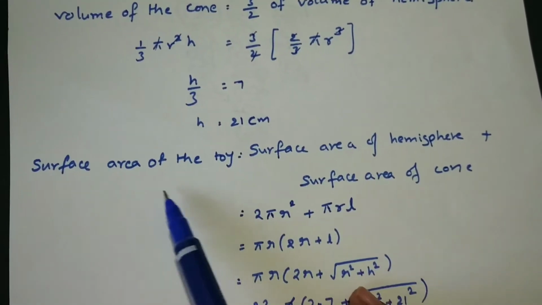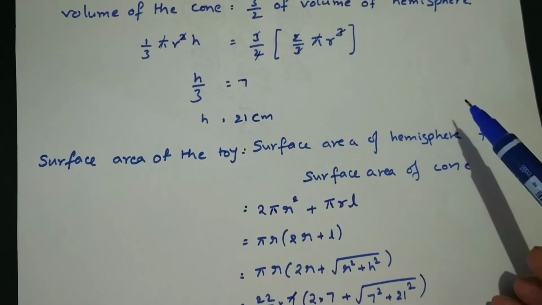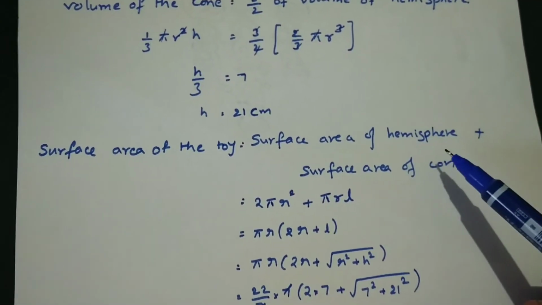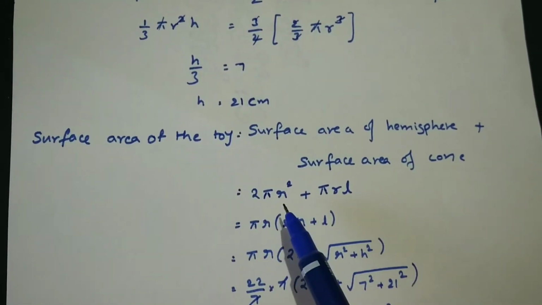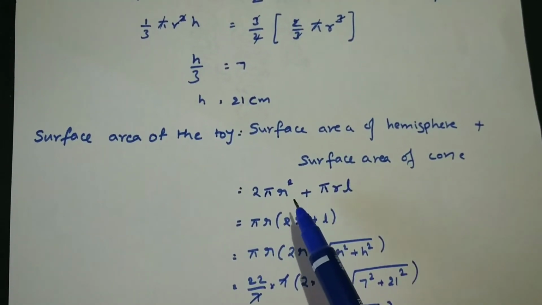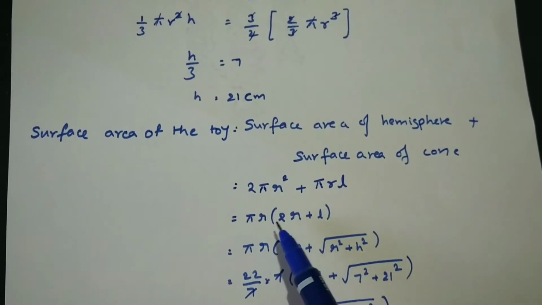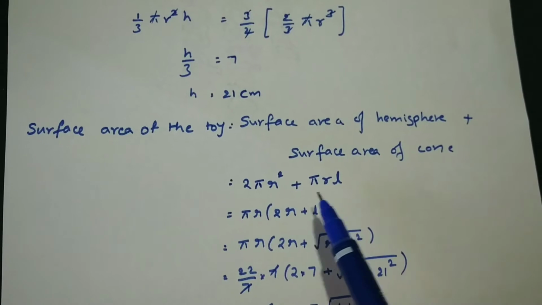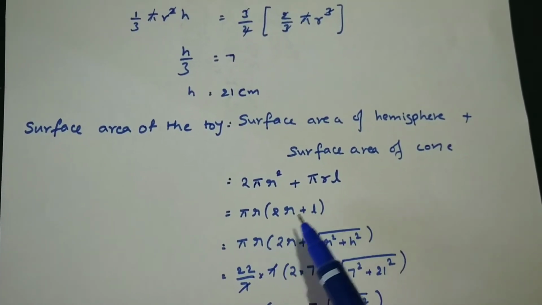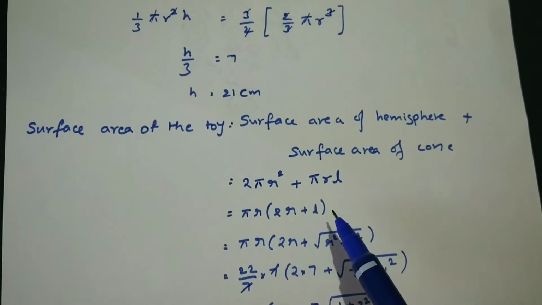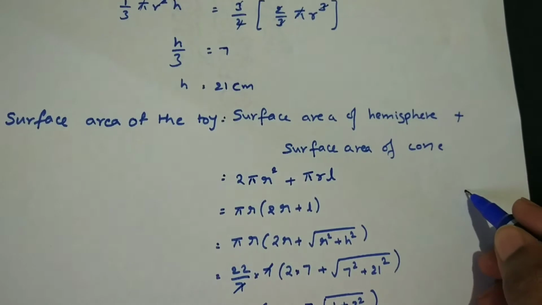After getting h, the surface area of the toy is equal to the surface area of the cone and the bottom hemisphere. So surface area of the hemisphere and the surface area of the cone. Write the formula. Surface area of the hemisphere is 2 pi r square plus surface area of the cone is pi r l. So 2 pi r square plus pi r l, I can take the common things out. Pi r, if I take out, 2r plus l is there. L is nothing but the slant height of the cone.